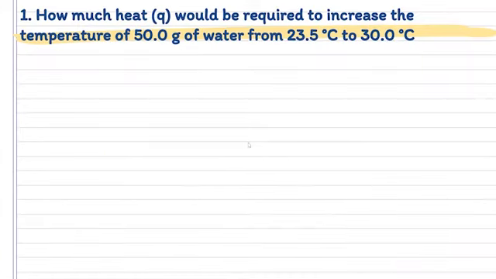For number one, it asks how much heat would be required to increase the temperature of 50.0 grams of water from 23.5 degrees Celsius to 30 degrees Celsius. So, just annotating the question, we want to find heat. We are also given our mass, the 50.0 grams. And we want to go from 23.5 degrees Celsius, so that's T initial, to 30.0 degrees Celsius, which is going to be my final temperature.